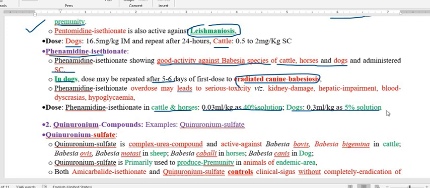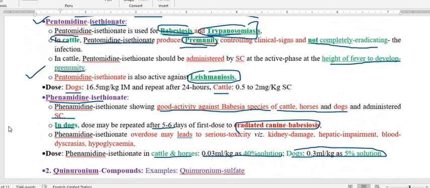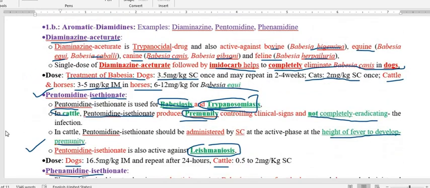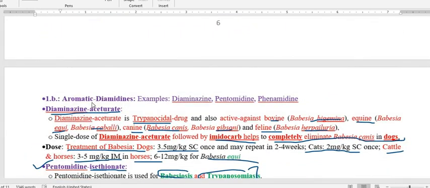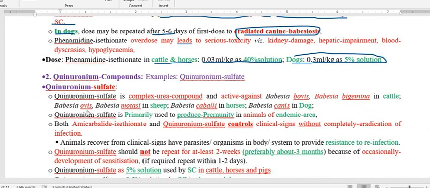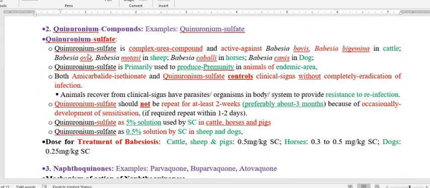The dose for the cattle and horses is 0.03 ml per kg as a 40% solution, and 5% solution for the dog, and the dose is 0.3 ml per kg. So this is about diminazene, from the aromatic diamidines. We already discussed all these drugs.